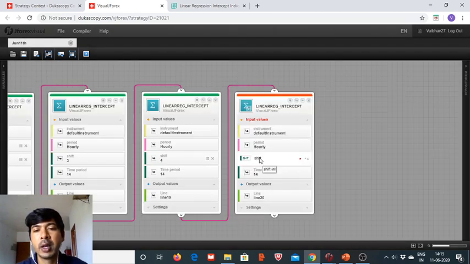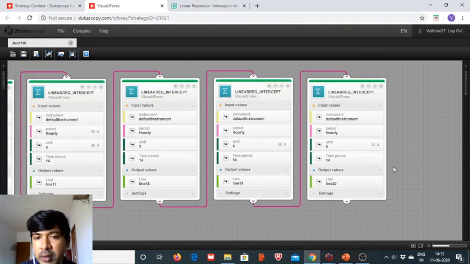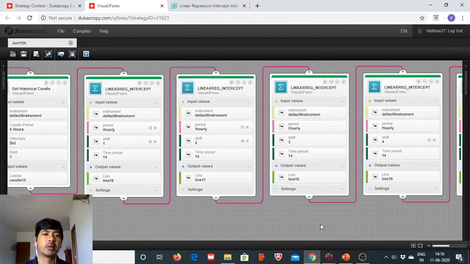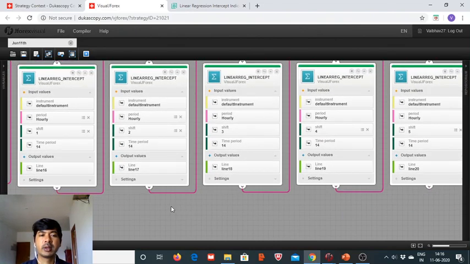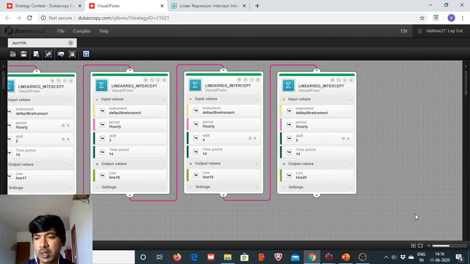So here we will have these linear regression intercept values for the last 5 hours. For each hour we will be looking at whether the candle closing level for that hour was higher or lower than these intercept values. So here we have line 16, 17, line 18, line 19, and line 20.